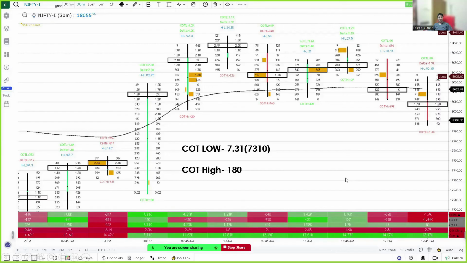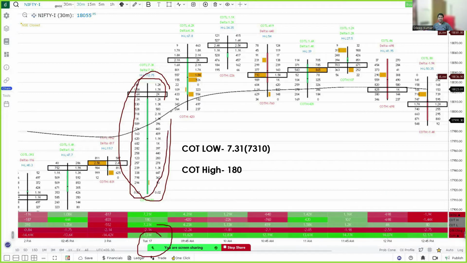To make you understand, I came up with a small calculation where I have taken the first 30 minutes as an example. From Tuesday 17th, I had divided it into 15 minutes. So in 30 minutes, we have 15 minutes and 15 minutes. With the same thing, I came up with the same number. So just remember this number. Cart low is 7310, 7.31K, which means 7310.